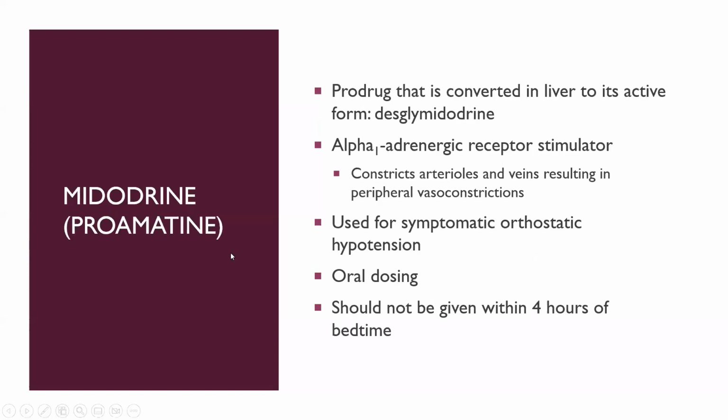So midodrine is a little bit different than the other ones because this one is actually an oral dosing. So this is one of the few ones that a patient could potentially go home on. This is usually given to our patients who have very low blood pressure, and they just always seem to have low blood pressure. So it's an alpha 1 adrenergic receptor stimulator, which constricts the arterioles and veins, resulting in peripheral vasoconstriction. And it should not be given within 4 hours of bedtime. So this one's usually a morning dose because we want their blood pressure to be up during the morning time.